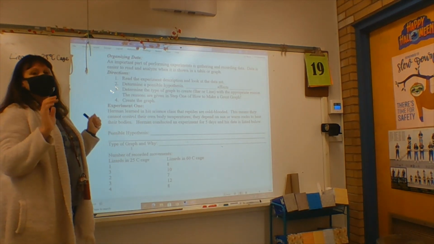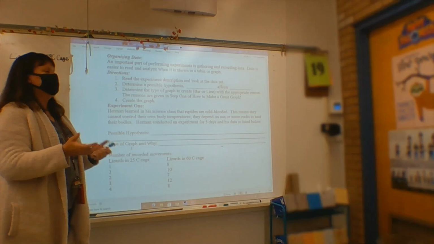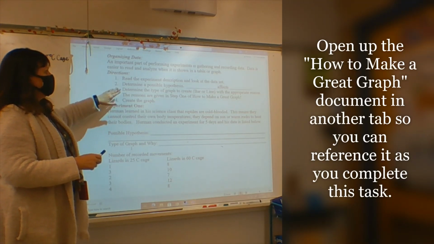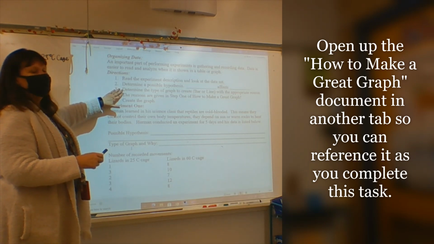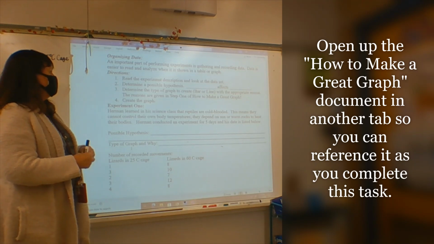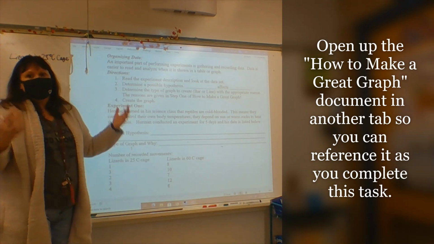You're going to want to have open the how to make a great graph activity that you read last week. So if you open that up, then you're going to first determine the kind of graph you're going to make, and then you have to tell us which reason you would choose for that off of the sheet. And then you're going to create the graph at that point.